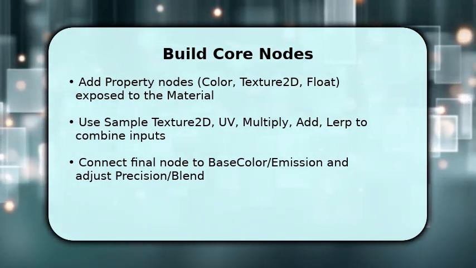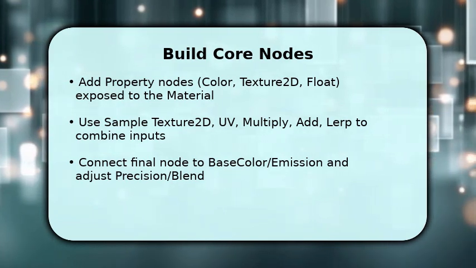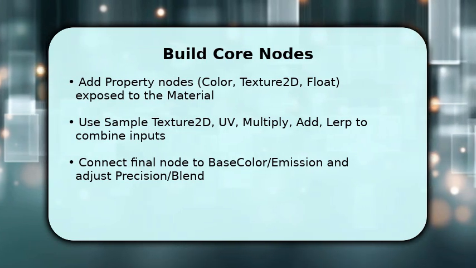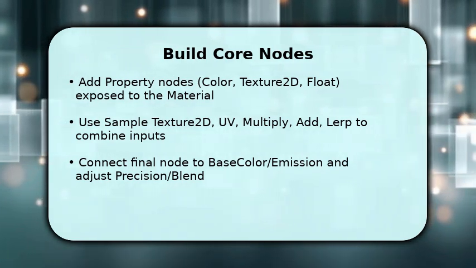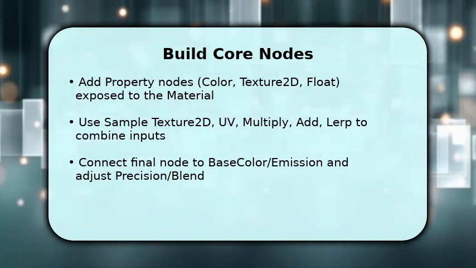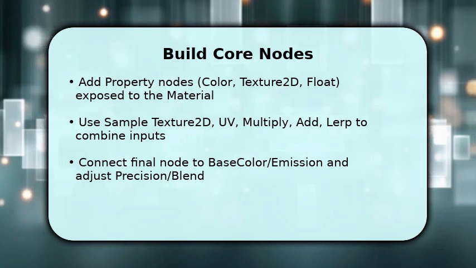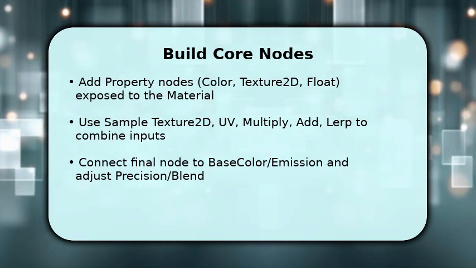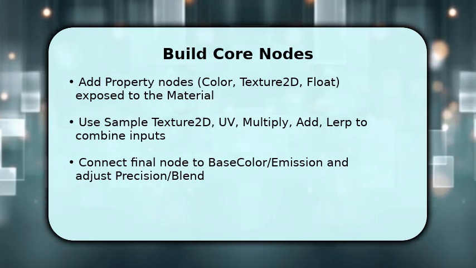Then sample your textures, manipulate UVs for tiling or offset, and combine results with multiply, add, and lerp nodes to create masks or blended layers. Once connected to base color and optional emission, preview in scene. Make sure to set correct SRP-specific settings like surface type and blending to match your intended effect.